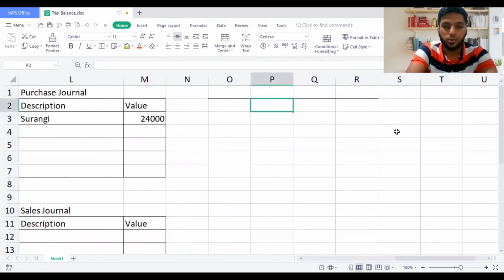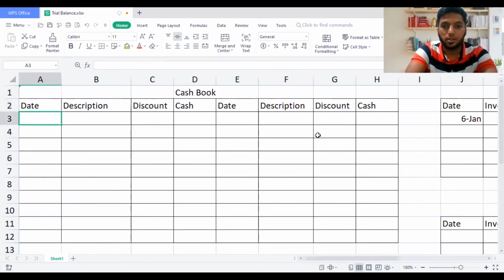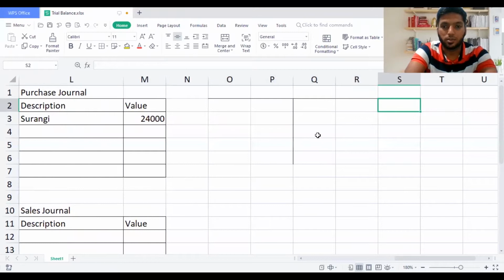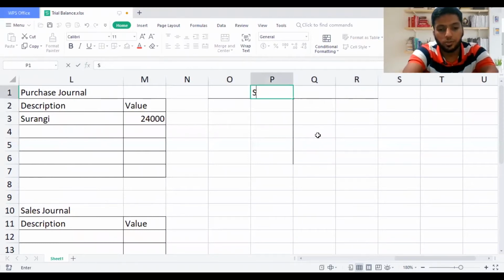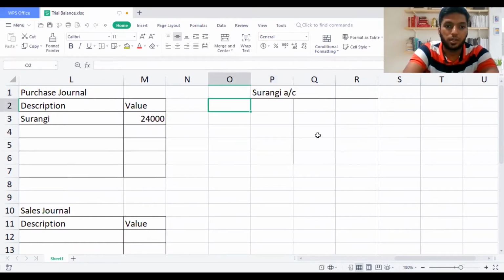I know my page is going to be big, so you also need to have like 2 to 3 pages. You need to draw this type of diagram, actually the ledger accounts and the books of prime entry. Here I'll write Surangi account. So Surangi account is a purchase journal, which you already know. So I'll write here, it's a purchase journal.